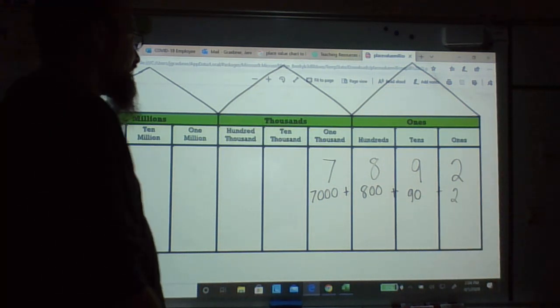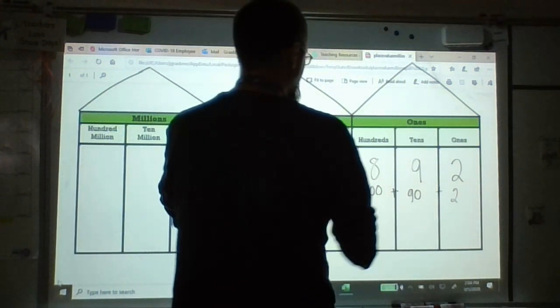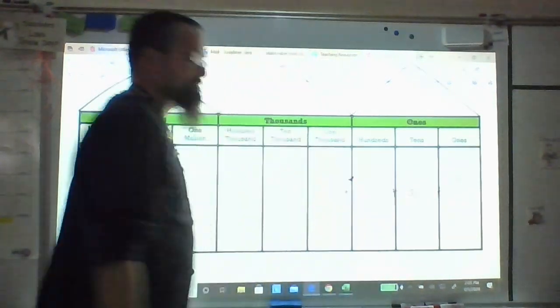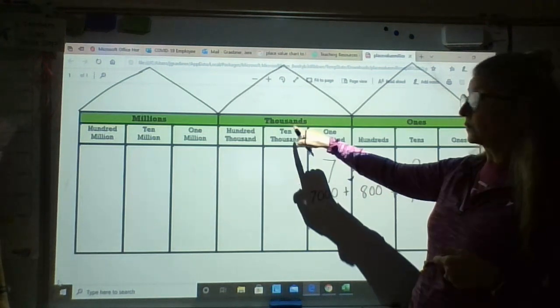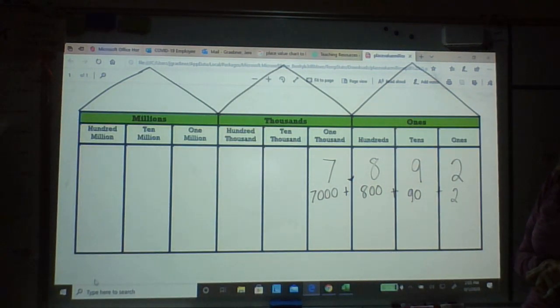Mr. Slider, do you know where we would put a comma in this number? Well, you learned about the houses, so I'm going to think it's going to go right here. Perfect. Because the comma divides the houses. It goes right in between the house of thousands and the house of ones.